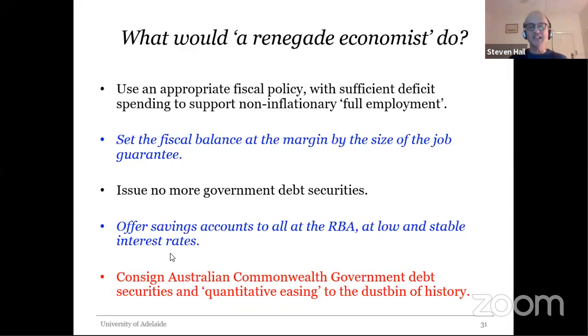So the existence of Commonwealth government bonds confuses people and makes people think that the government could go bust, that the government genuinely does face a financial constraint. That means we really should scrap Commonwealth government debt securities. We don't need them. And of course, under those circumstances, we can forget about quantitative easing as well. And that's it, really.